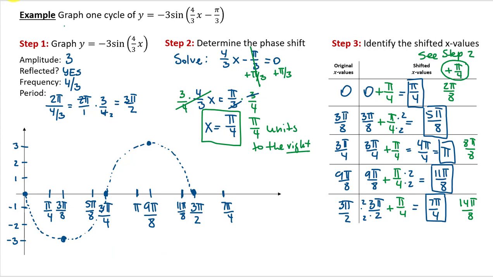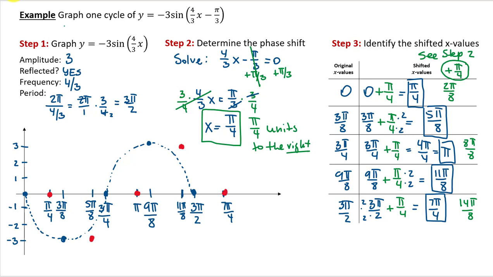So the first 0 will be shifted to pi over 4. Minimum point will be shifted to 5 pi over 8. Next 0 will be shifted to pi. Maximum point will be shifted to 11 pi over 8. And then the last 0 is shifted to 7 pi over 4.